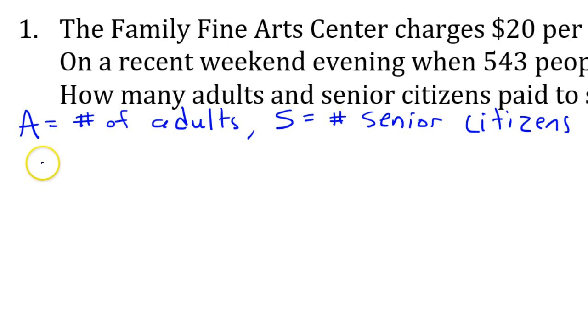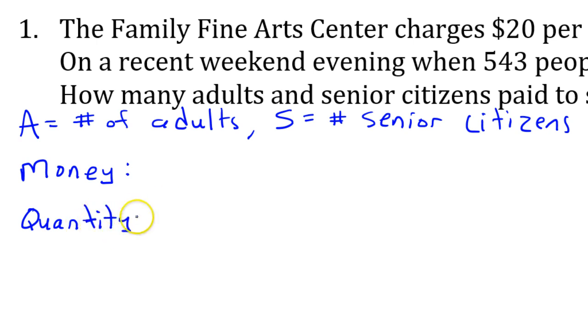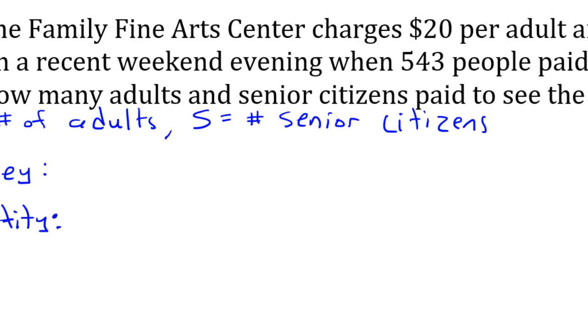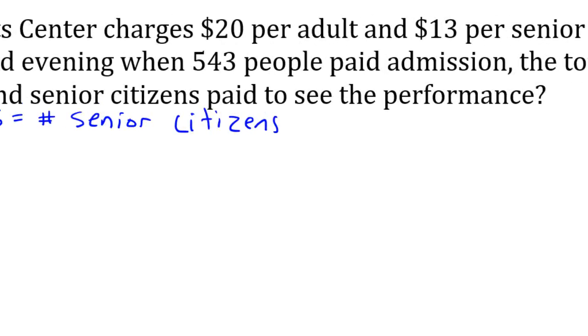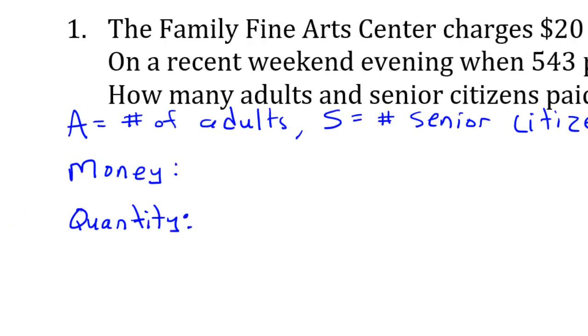This is a really common type of problem where the two equations that we will write are going to be a money equation and a quantity equation. This is a classic type of word problem that you're going to see. So first, let's set up the money equation. It says they charge $20 per adult and $13 per senior citizen. So $20 per adult plus $13 per senior citizen should equal the total amount of money.